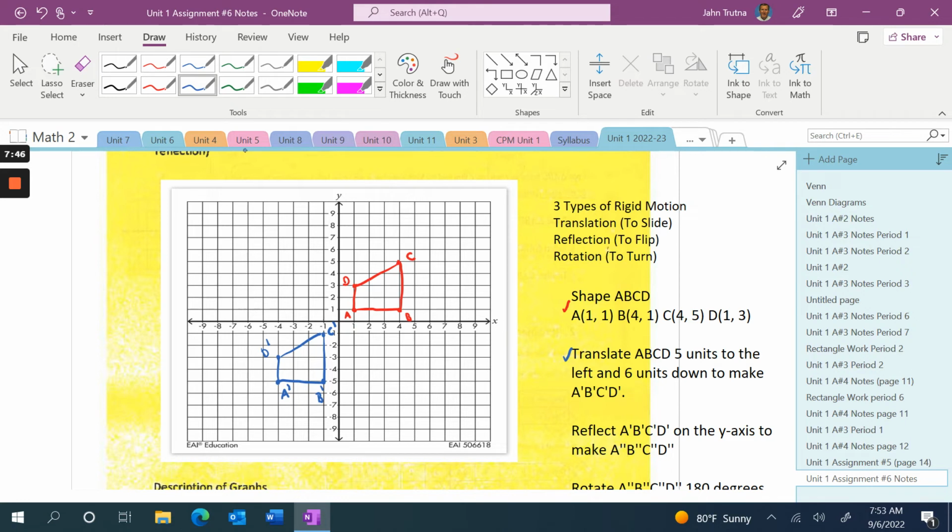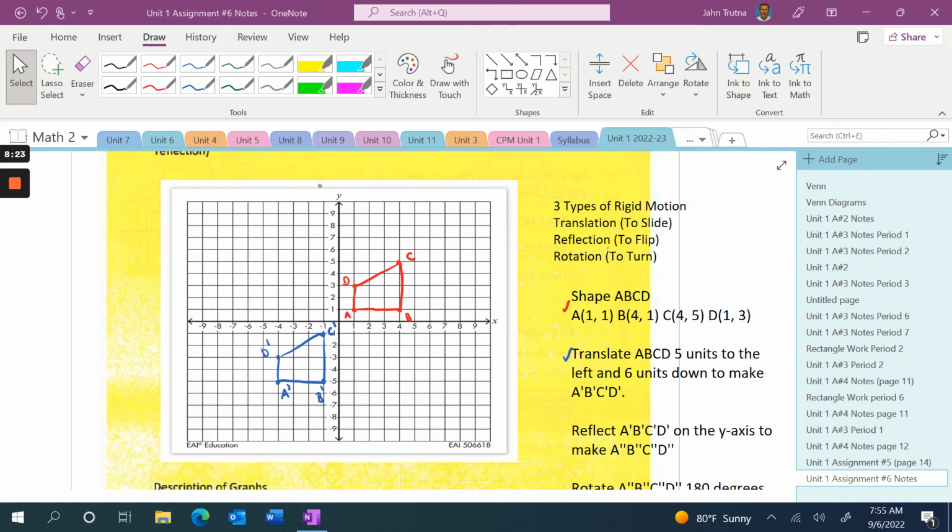In order to reflect the shape, one trick you can do, and you might want to do this now, I'll pause the video to give you a second, is put your tracing paper on top of shape A prime, B prime, C prime, D prime, and then trace that shape onto your tracing paper. Okay, I will pause the video and go ahead and do that. You should be tracing shape A prime, B prime, C prime, D prime onto your tracing paper.